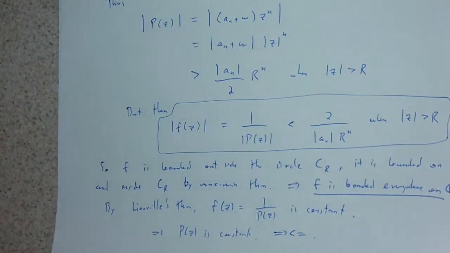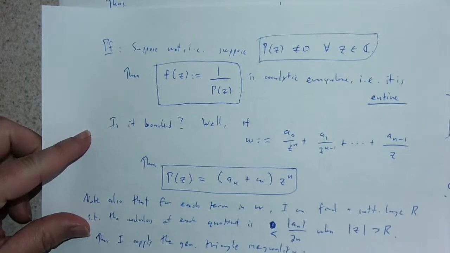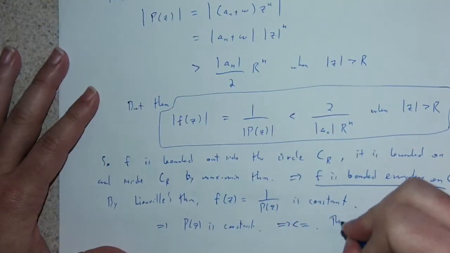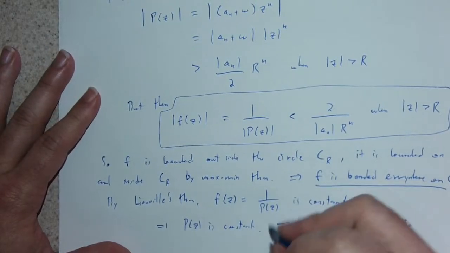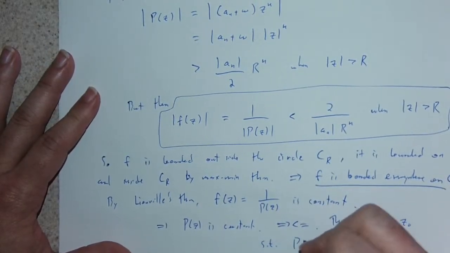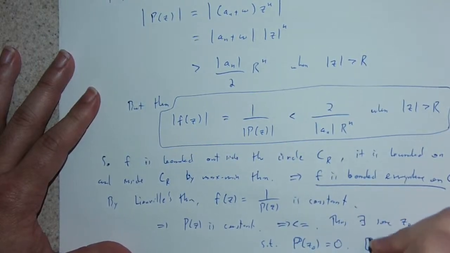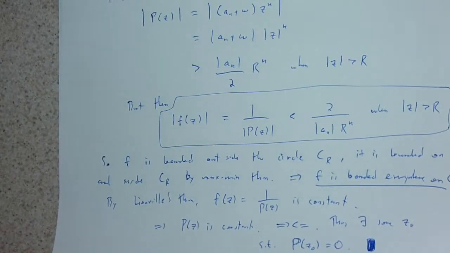So what had to go wrong here, tracing back through, is that initial assumption. Our initial assumption was that P is never 0. Thus, it has to be 0 somewhere. Thus, there exists some z0 such that P of z0 is equal to 0. And that's it. We're done.